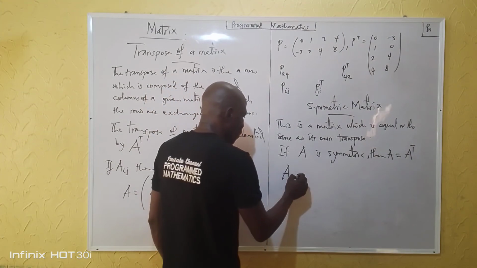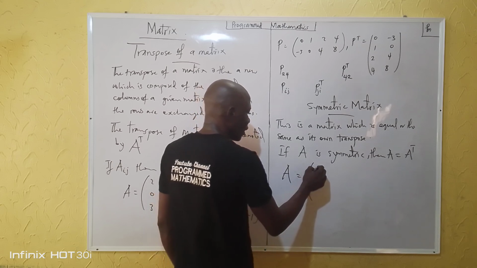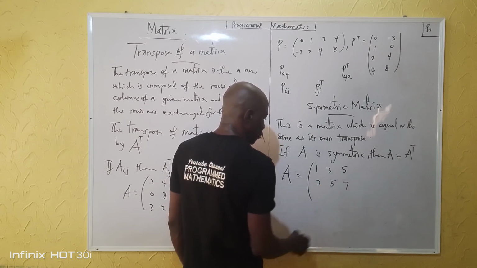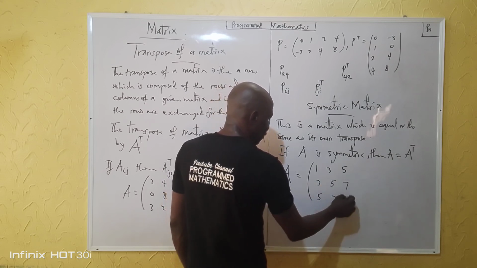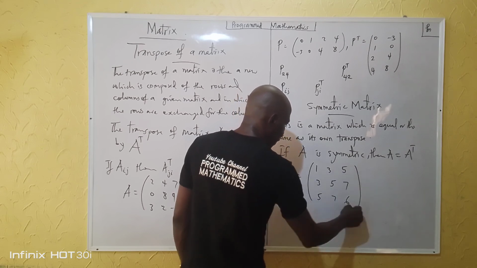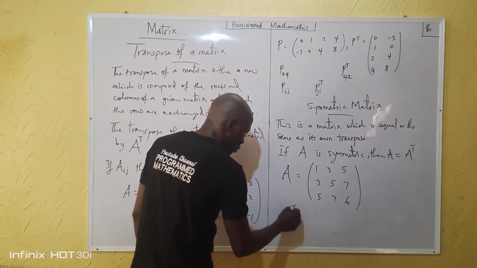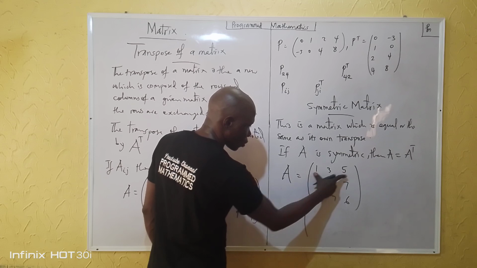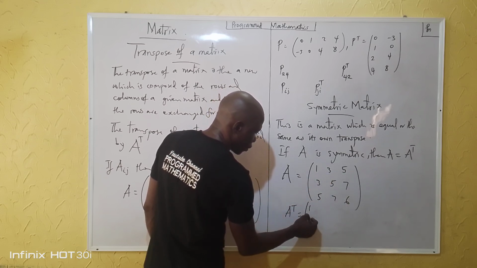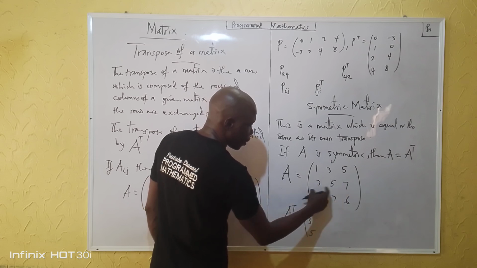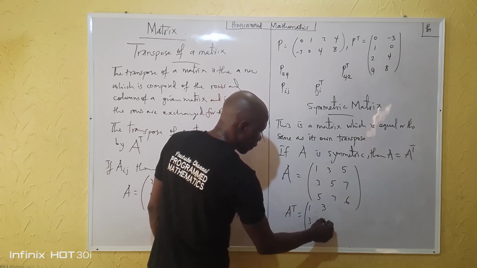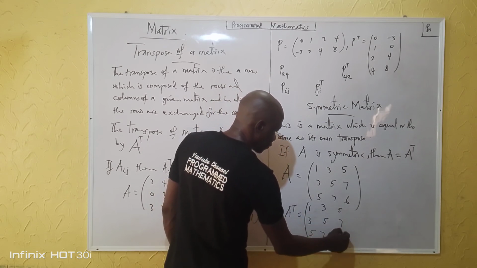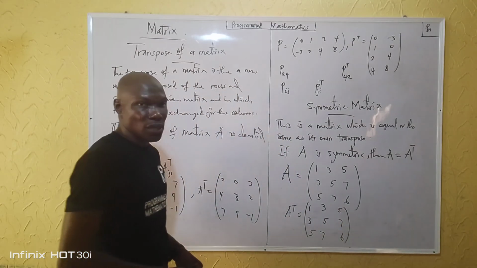As an example, if I have matrix A being equal to, let's say, 1, 3, 5, then 3, 5, 7, and then 5, 7, 6. If we transpose this matrix A, row 1 will become column 1. So take row 1: 1, 3, 5. Row 2, 3, 5, 7 will become column 2: 3, 5, 7. Row 3 is 5, 7, 6. That becomes column 3: 5, 7, 6. If we check the two matrices, they are the same.